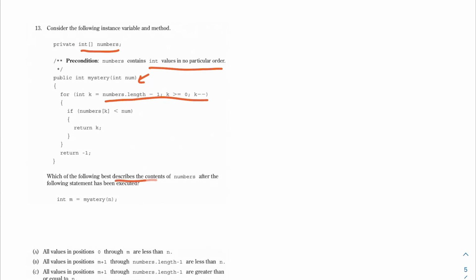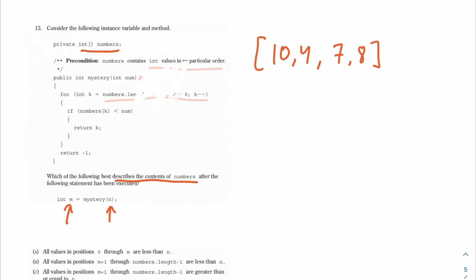It describes the contents of numbers. When we run mystery of n and we get this int m back, we can derive a relationship between m, n, and numbers such that it matches up with one of the answers that we are provided with. I think it helps if we run through an example first so that we can find our grounding. Let's say that we have an array, say it's 10, 4, 7, 8, for example. And let's say that the number that we're being passed in is equal to 6.